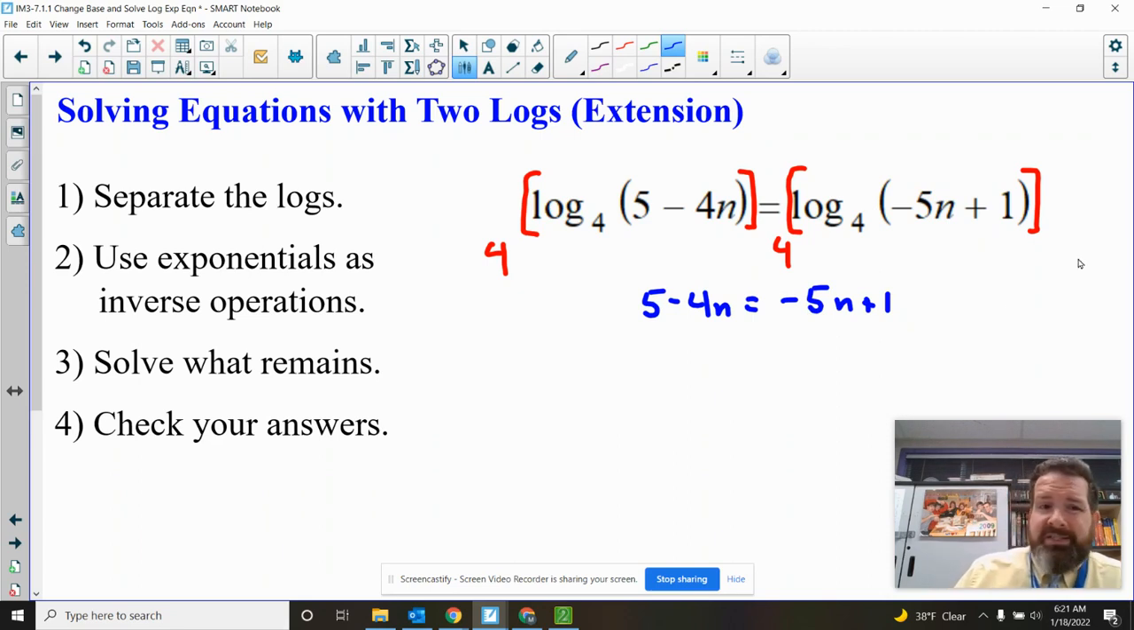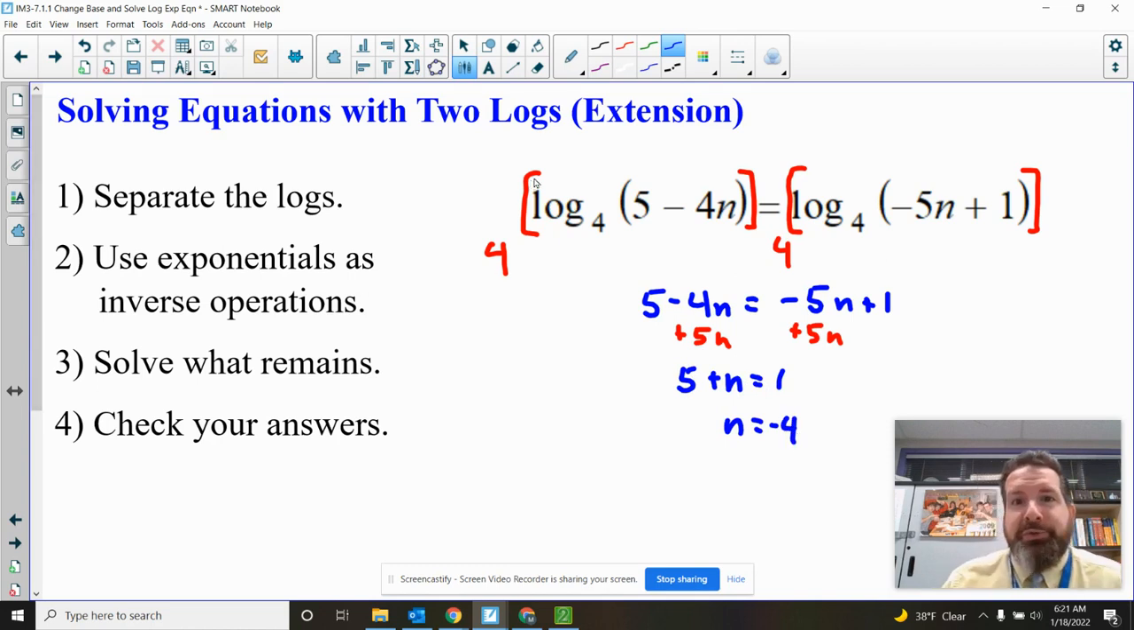So then, let's solve what remains. Let's get our n's together. Okay, so we have 5, that'll be plus 1n equals 1. Subtract the 5, n equals negative 4, and there you go. You got your solution.